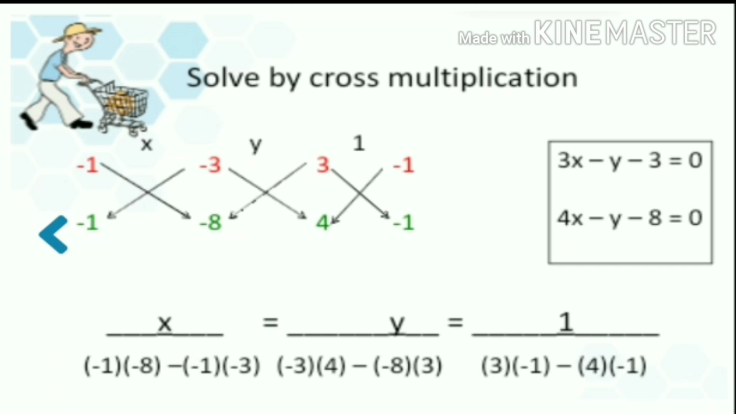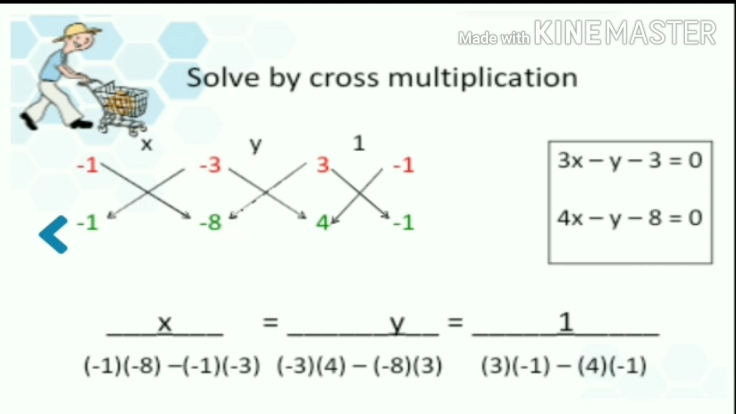So x upon minus 1 into minus 8, minus, so it will become c. I have written minus 1 into minus 8. Then what symbol was there? Then it was minus, so the minus symbol we have put. Okay, so minus 3 and minus 1 multiplied we have written here. In the second, equal to y. So minus 3 into 4, that is the cross multiplication. We have written it over there, then the minus symbol according to the method, and minus 8 into 3. Then the last one is equal to 1, and 3 into minus 1 minus 4 into minus 1.